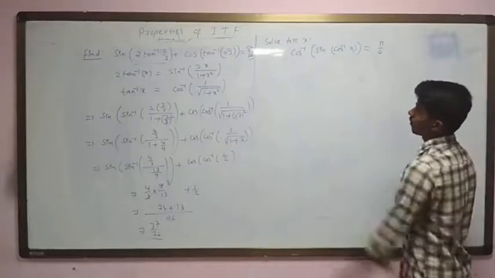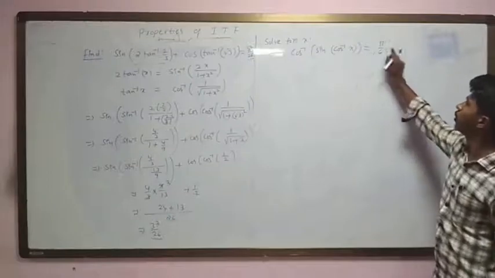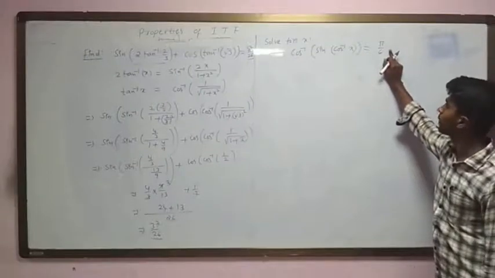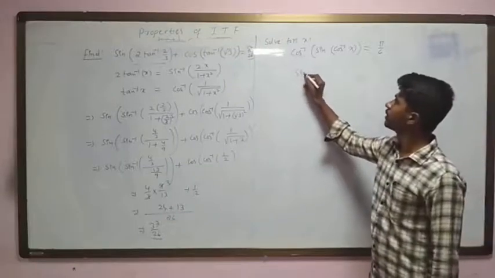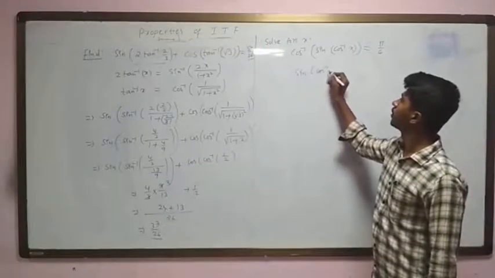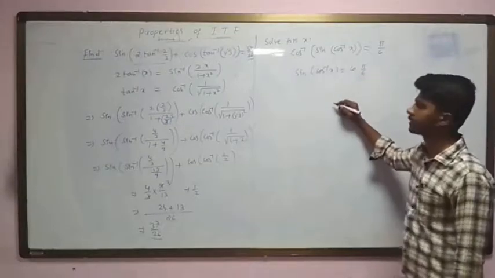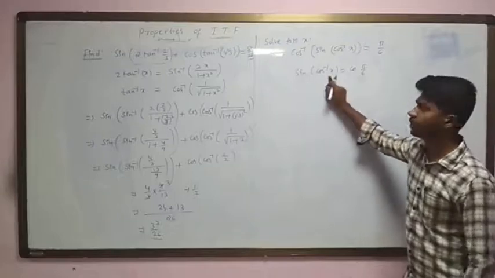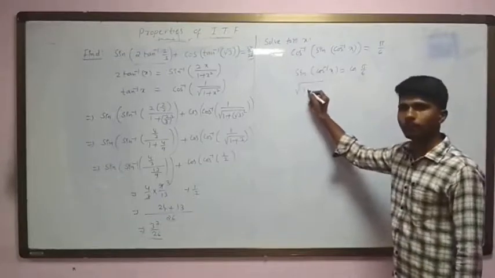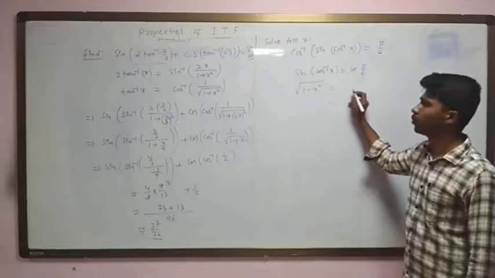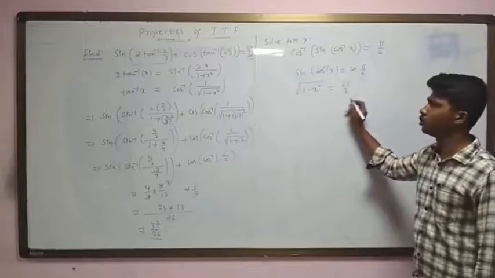Next question. Cos inverse x is equal to pi by 6. Solve. Okay. So this cos inverse, if I transpose the right side, what happens? Sine of cos inverse x equals cos pi by 6. We have sine of cos inverse x or cos of sine inverse x as root of 1 minus x square, which is equal to cos pi by 6, root 3 by 2.